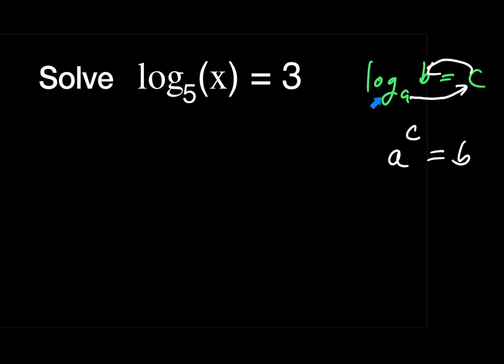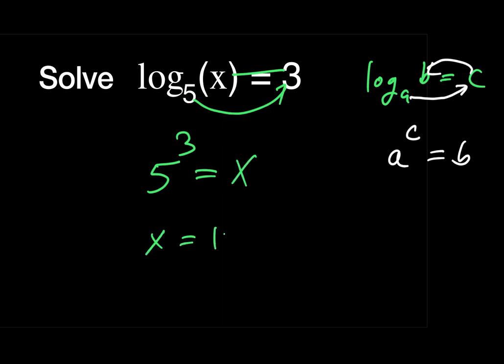So in this case, I just follow the same format, and I go, oh, well, this will be 5, because that's the base, to the 3 power equals x. In other words, x equals then 125, because 5 cubed is 5 times 5 times 5.